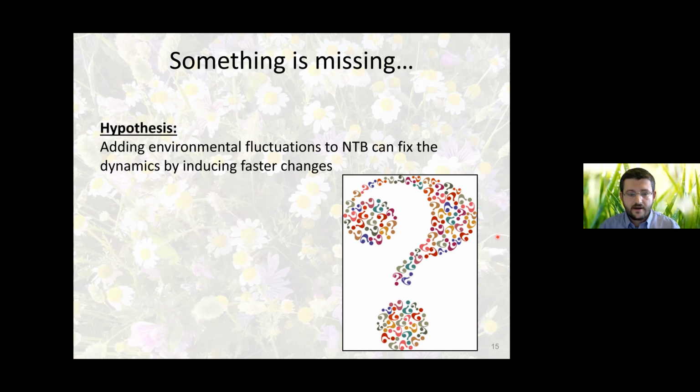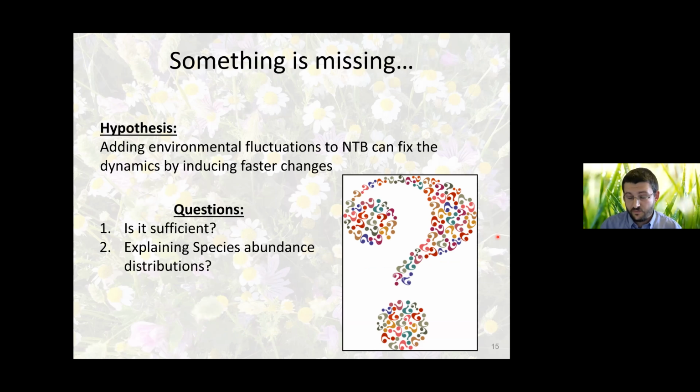And the questions are, first of all, will this work? Will we get a reasonable description of the dynamics? The second question is, okay, will we still be able to explain the species abundance distribution, which is the great achievement of neutral theory?